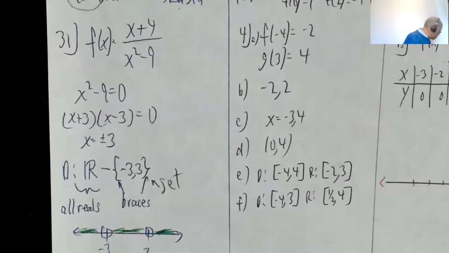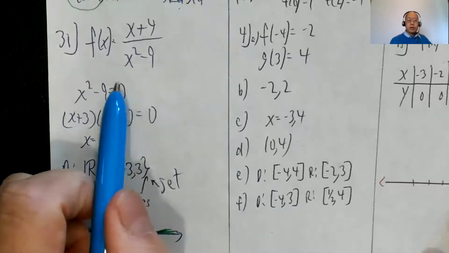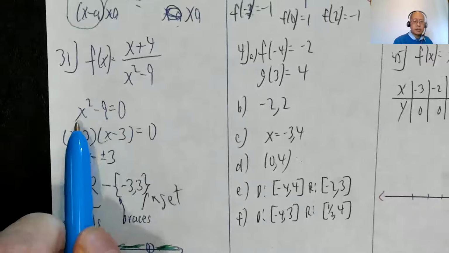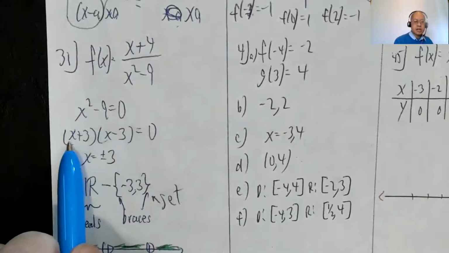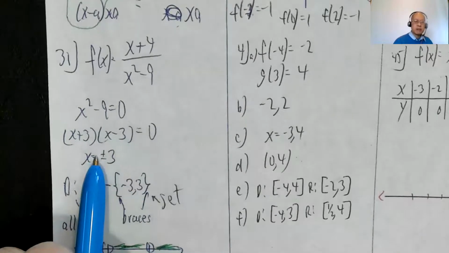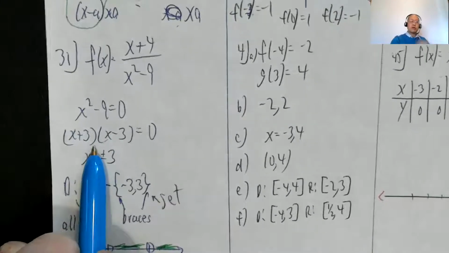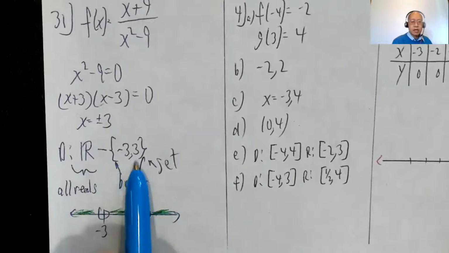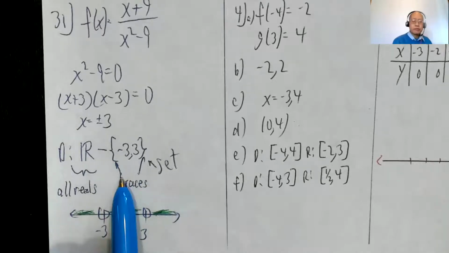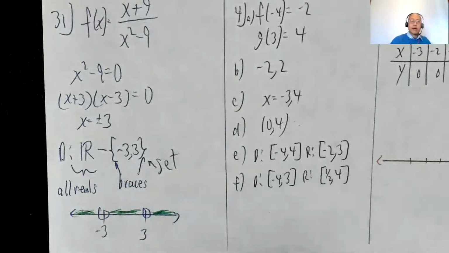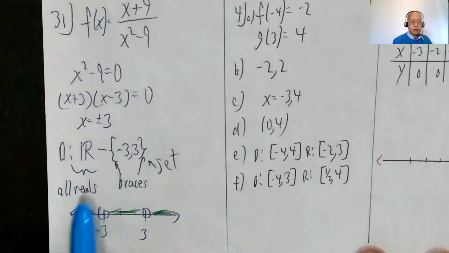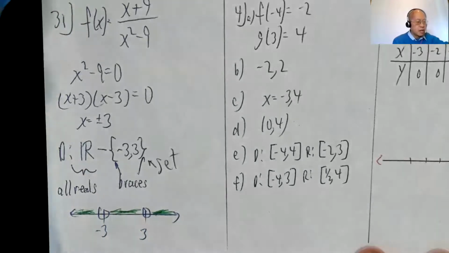Okay, 31 asks for the domain of this function. So this will be undefined whenever the denominator is 0. So I set the denominator equal to 0, x squared minus 9. Set it equal to 0, that's x plus 3, x minus 3 equals 0. X is plus and minus 3. So plus and minus 3 get thrown out of my domain. So the domain is all real numbers minus a set consisting of negative 3 and 3. The braces means it's a set. Don't use parentheses, that already means something. Don't use brackets, that already means something. Use braces. So it's all reals, the funny looking R, minus a set consisting of negative 3 and 3. On a real number line, you're shading everything except for negative 3 and 3.